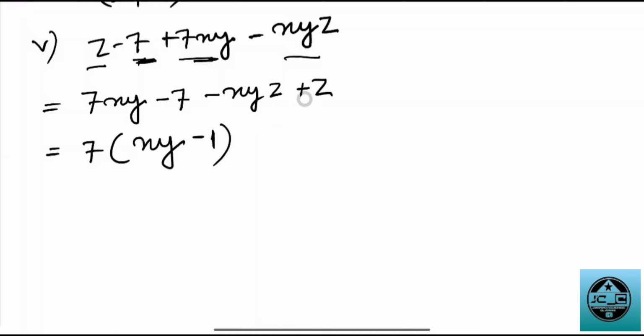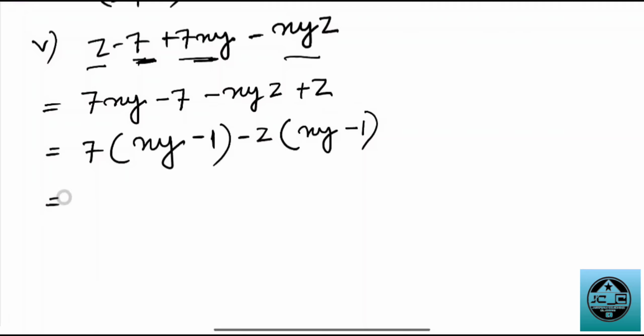Again what else should be taken common out of this? Here we have plus, but here we need minus. That's why we take minus common, so minus z. What else do you have here? xy plus xy and again minus 1. Again check it: minus z into xy is minus xyz.